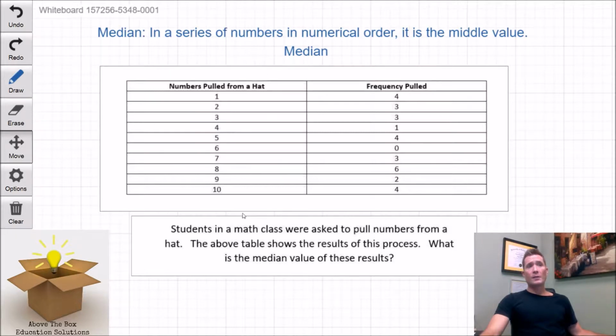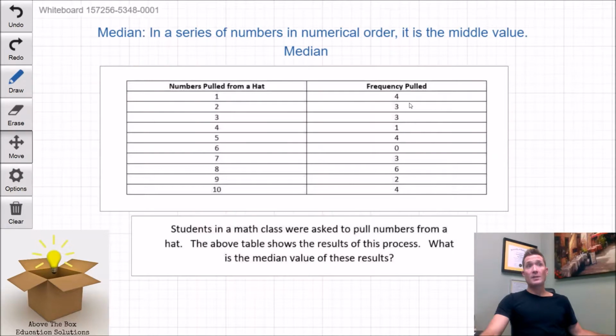Take a look here at your table. You'll see that we have numbers pulled from a hat, anywhere between 1 through 10. And on the right hand side, it'll show us the frequency pulled. This is the number of students that pulled from the hat, and this is the result that happened from that occurrence. First step you should do here when you're calculating the median is figure out the frequencies.